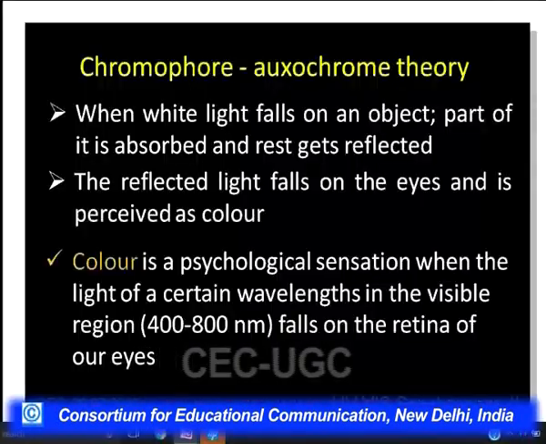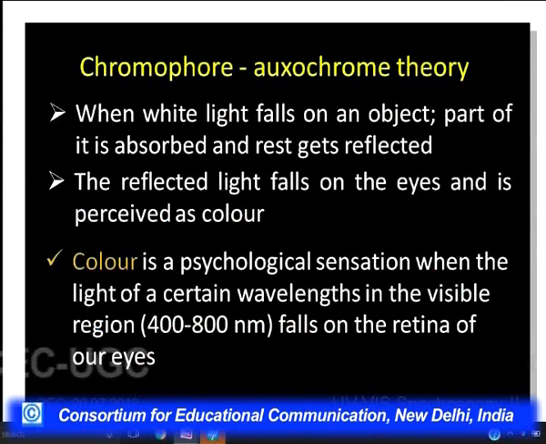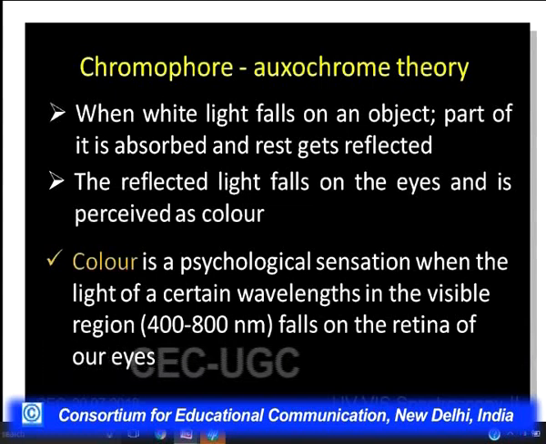Color primarily happens to be a psychological sensation. When light of a certain wavelength in the visible range falls on the retina of the eye, there is some kind of a transition. There are a lot of molecules there, the proteins are there, the protein conformation changes, and that leads to generation of some kind of signal that goes to our brain, and then we perceive some kind of color. I'm sure that we have learned about that in the earlier classes.